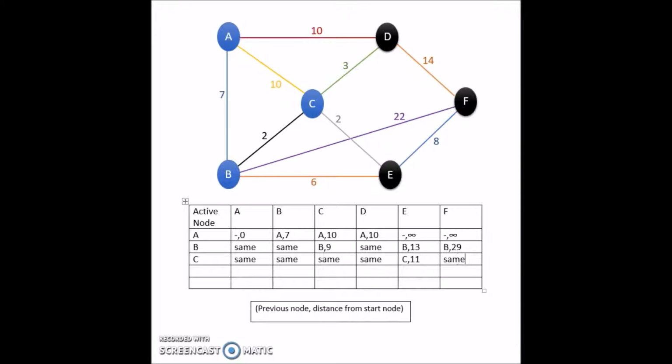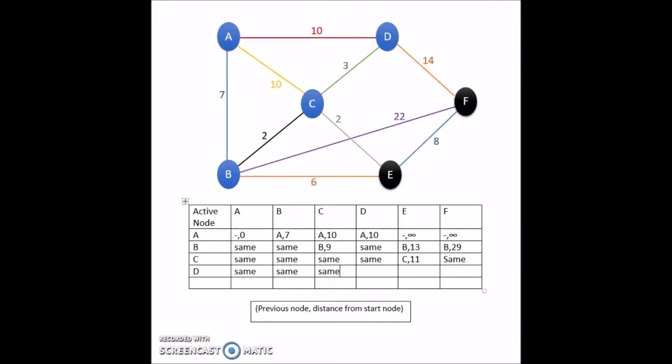Our new active node will now be D, so we will make D blue to show that it's active. The shortest path to A is still the same, it's still 0. To get to B from D we can't do it, so it has to be the same. The shortest path to C, if we went from D to C, would be 13, since the shortest distance to D is 10.